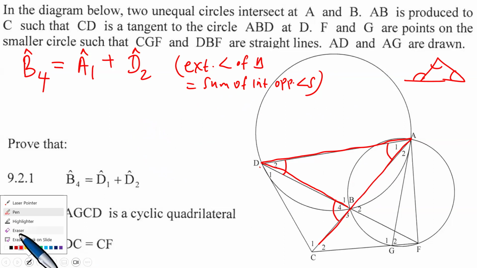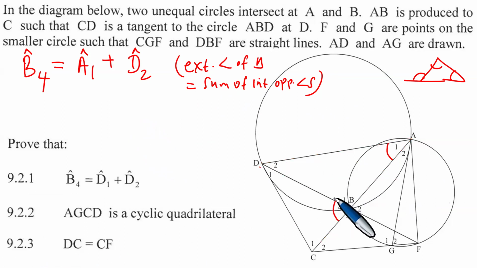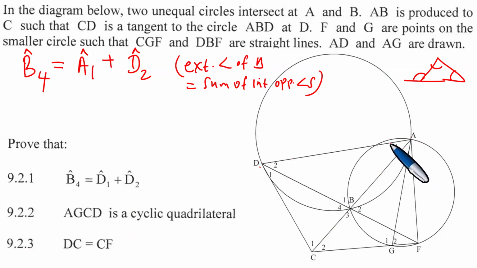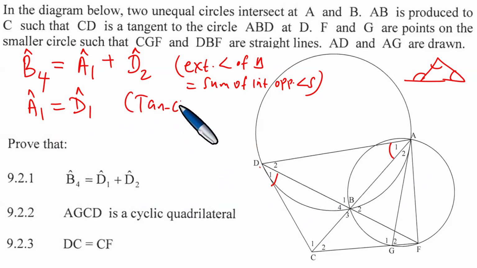Right, next, what are we able to see? We're able to note at this point that angle A1 equals the angle D1. Why? Angle A1 equals the angle D1. This is the tan chord theorem.